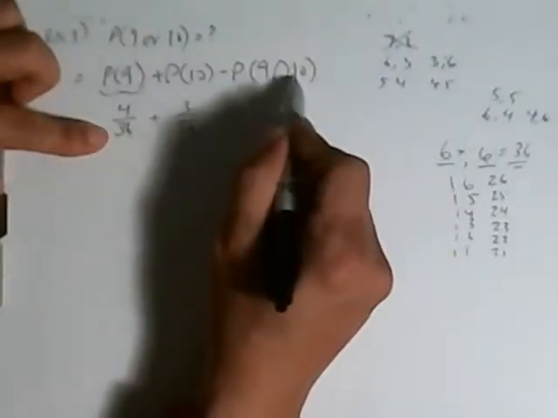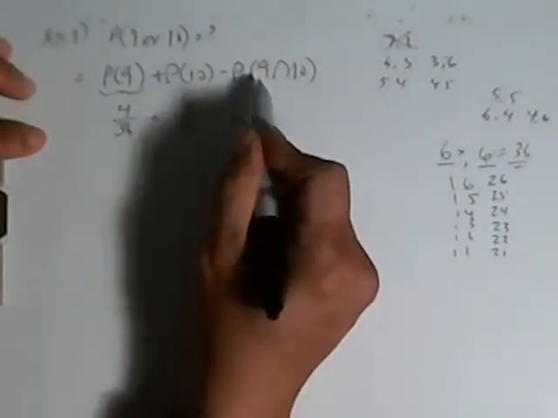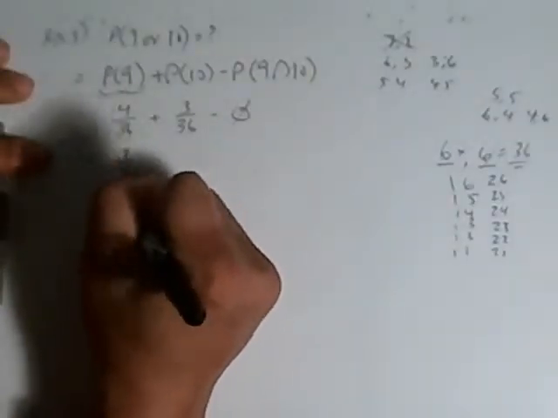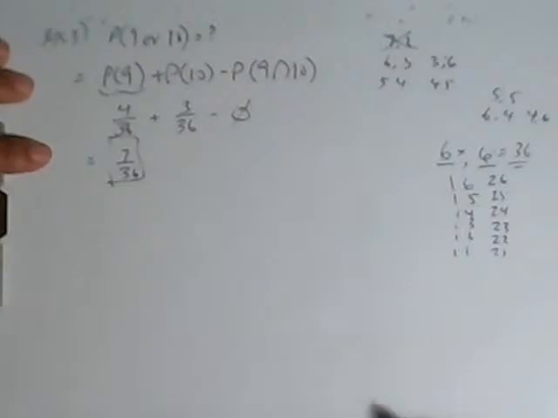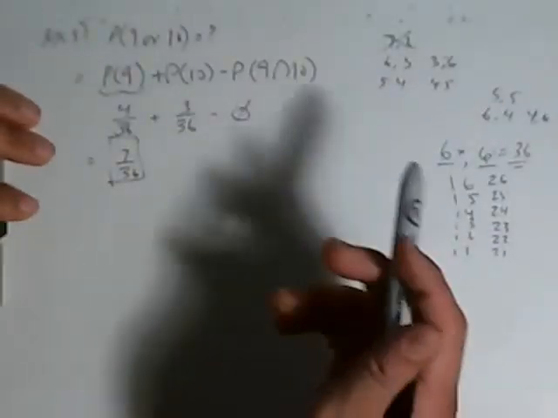Minus the probability of a 9 and a 10 at the same time, which is impossible. So these are mutually exclusive events, obviously. And so it's going to be 4 plus 3 is 7 over 36. Is that the answer? Yeah, that's the answer. So we're done. Example number 4.